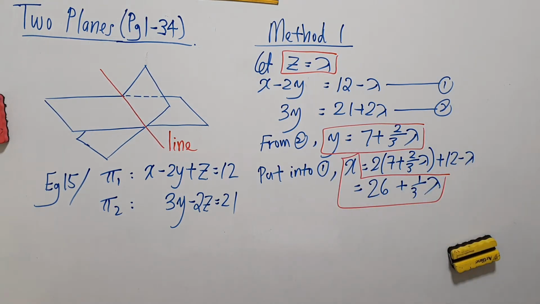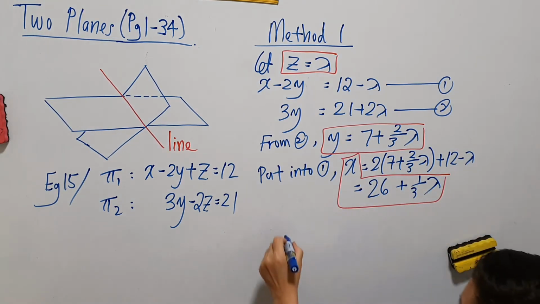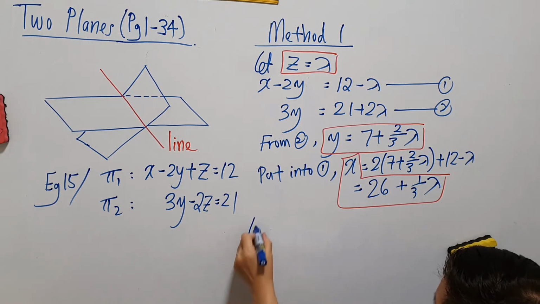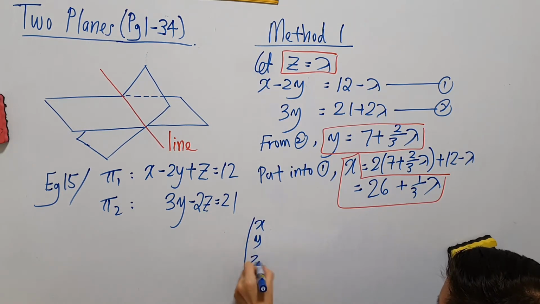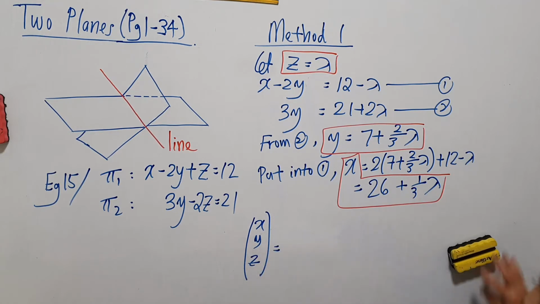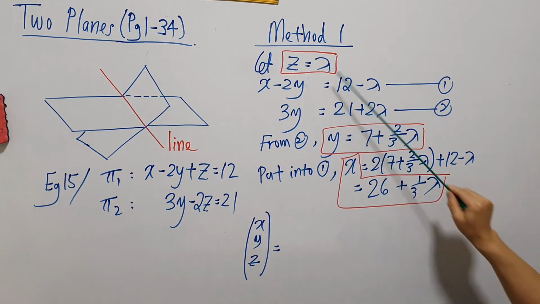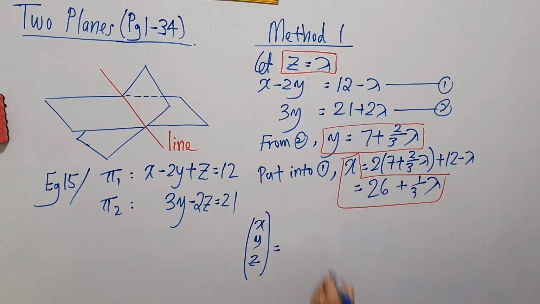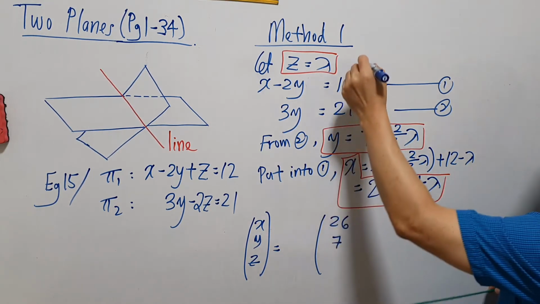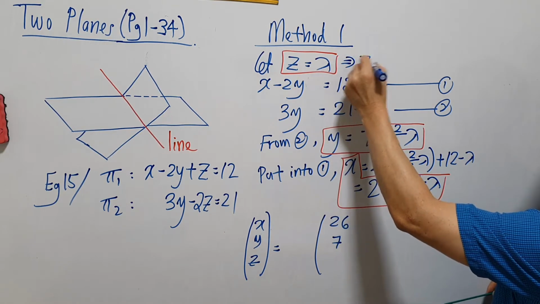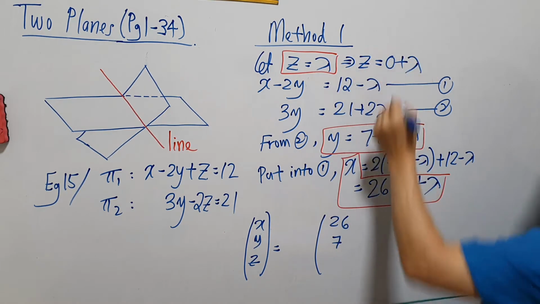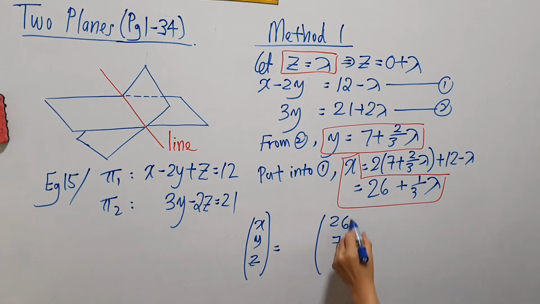Don't blink your eyes. Are you ready? You're going to say the line is going to be x, y, z equals to, for x the number is 26, y is 7, z is 0, plus lambda. So it's the first entry 26, 7. Okay, let me write down more clearly. This means z is equal to 0 plus lambda. So I got 0 here.